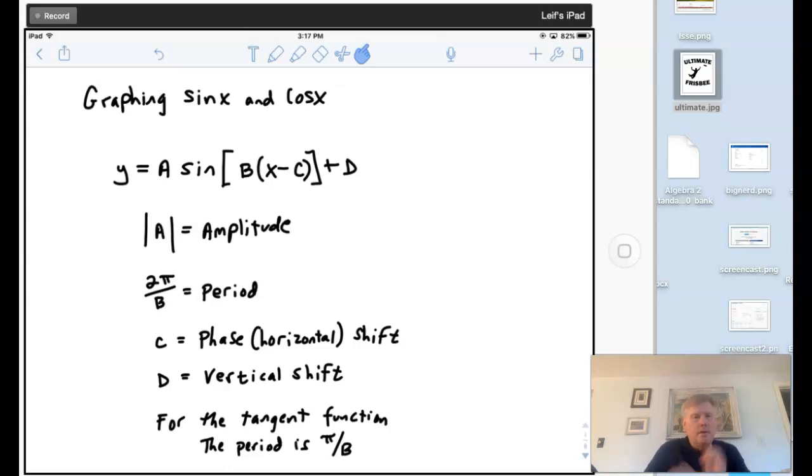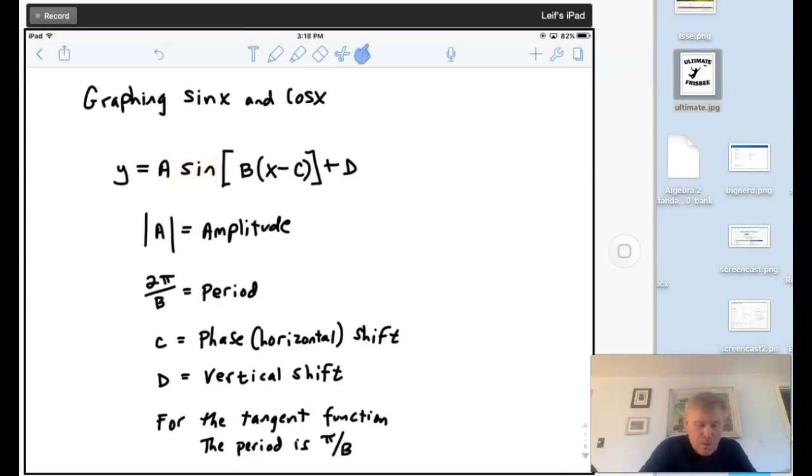Okay, hi there. Today we're going to be looking at pre-calculus, graphing sine of x and cosine of x. This is the general equation that we use for graphing sine and cosine. You could easily change this sine to cosine. Eventually we'll get to tangent. In fact, I put some directions at the bottom there for tangent, since tangent will be the next upcoming section. But for this video, we're just going to be looking at sine and cosine.